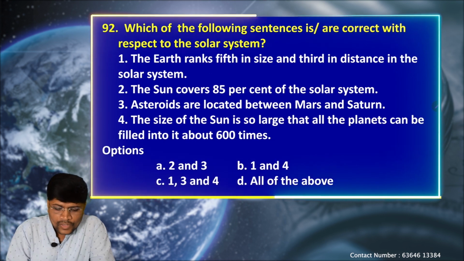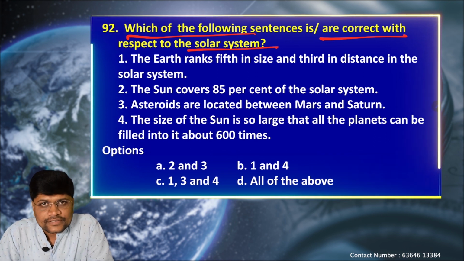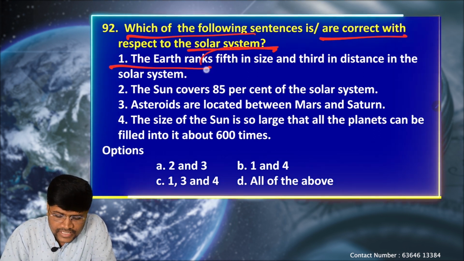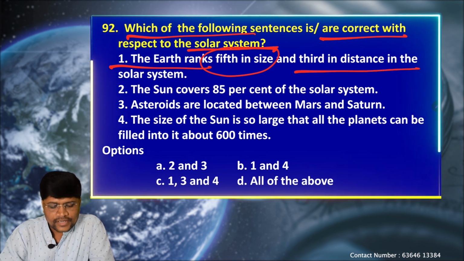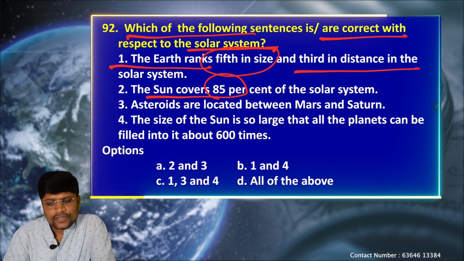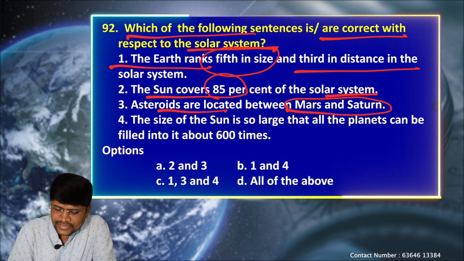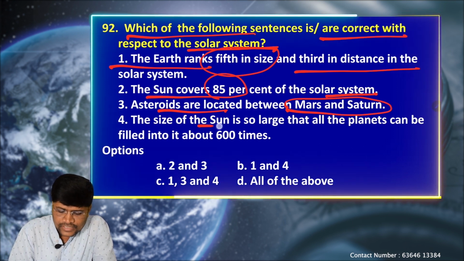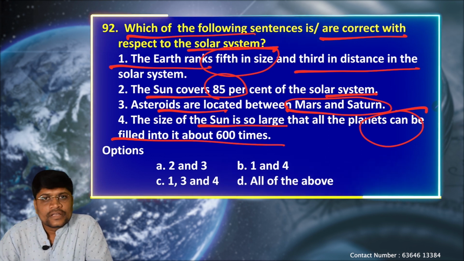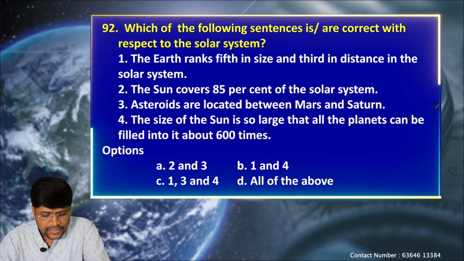Next question. Which of the following statements are correct with respect to the solar system? Okay, statement 1 says the Earth ranks 5th in size and 3rd in distance in the solar system. Next, the Sun covers 85% of the solar system. Third one, asteroids are located between Mars and Saturn. Next, the size of the Sun is so large that all the planets can be filled into it about 600 times. Okay, let's see the explanation.